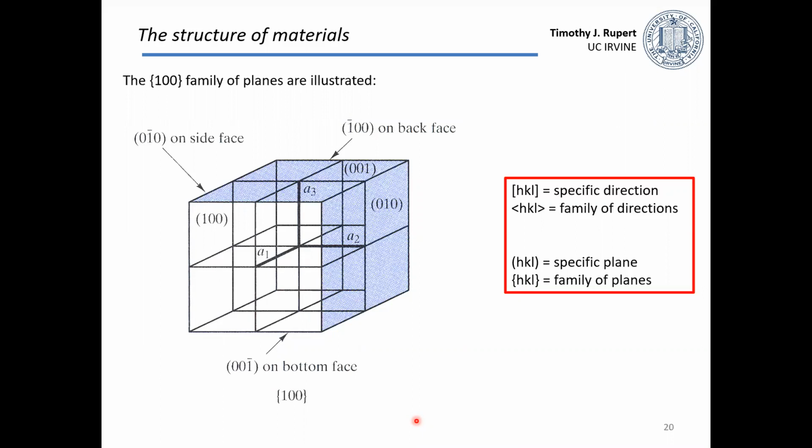Again, we can talk about specific directions and specific planes as well as families of planes. What I'm just showing on this image here is that we can talk about specific 100 type planes. So this front is 100, the side is 010, the top is 001. The left side of this cube is 0, -1, 0, or 0 1 bar 0. Back is 1 bar 00, and the bottom is 001 bar. But I could say these are all the 100 type family of planes. Okay, and all I have to do to do that is change my bounding symbol.